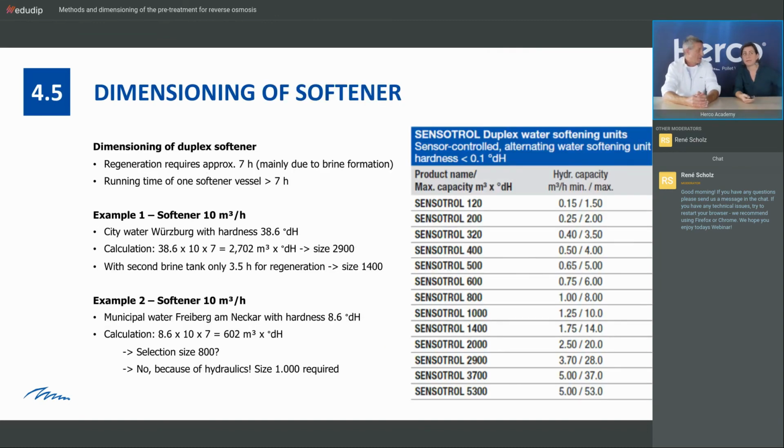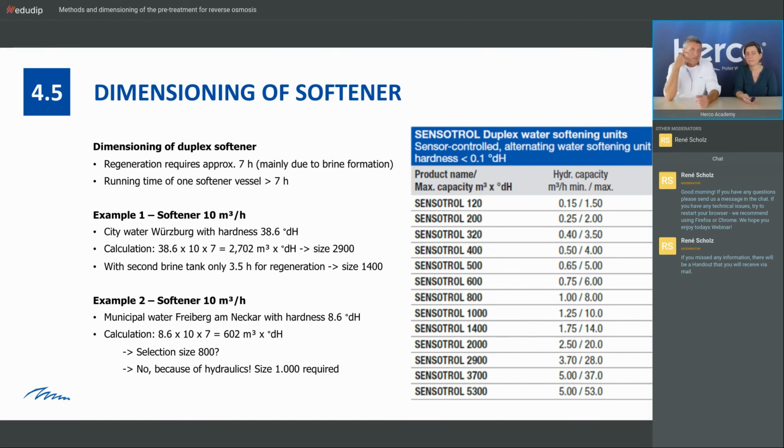Okay, but we'll go right away to the calculation, with some examples for the dimensioning. I told you already about the 7 hours between the 2 regenerations of a vessel, so the running time should be 7 hours. We have 2 examples, one extremely high in hardness, one extremely low. First, city water in Würzburg. A softener of 10 cubic meters per hour has to be dimensioned for this water with a hardness of 38.6 degrees German hardness, which means around 650 ppm calcium carbonate. It's a very hard water.